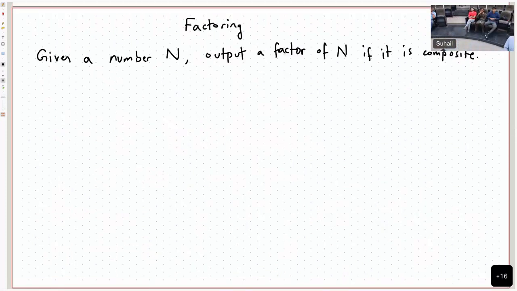But now we're going to look at an example which is a bit surprising. We're going back to factoring. We're given a number n, and we want to output a factor of n. Let's take an example of what n is. So here is, say, 14,017.